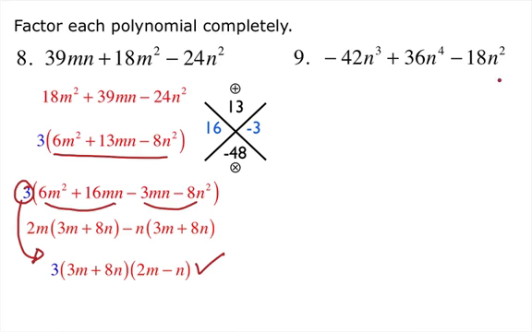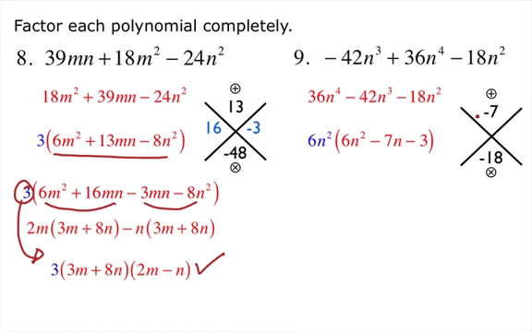Again, not in standard form. You put it in standard form. If you look closely, there's a common factor here. So you pull out the GCF out of all 3 terms, which is 6n squared. From here, this is where you can apply the X method. We're working with negative 7 and negative 18. The two numbers that satisfy those two conditions, the sum and the product, are 2 and negative 9.